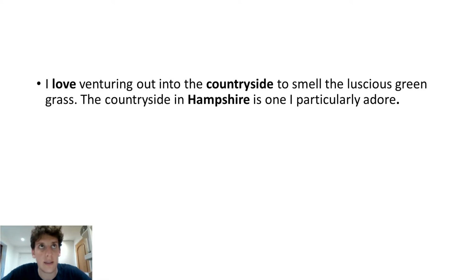So I is the first thing that needed to change. We need a capital I as it is the start of our sentence. So we need a capital letter at the start of every sentence. Okay, love was spelled incorrectly, so that is the correct spelling. Countryside needed an E on the end, so it was the wrong spelling. Hampshire needed a capital H as it is the name of a place, so we need a capital letter. And lastly, we needed a full stop at the end because that is the end of our sentence.